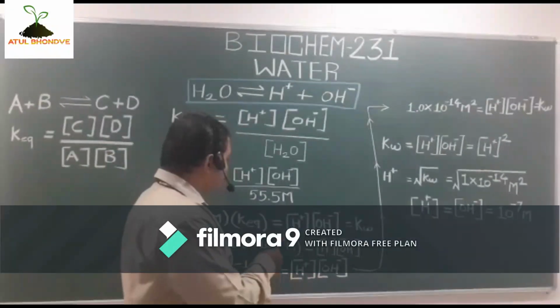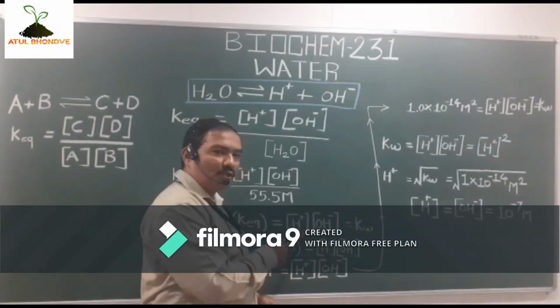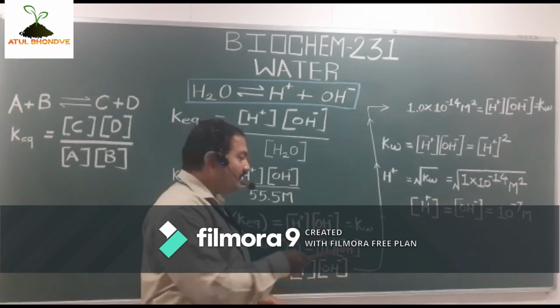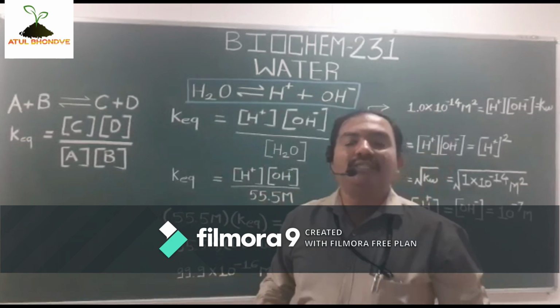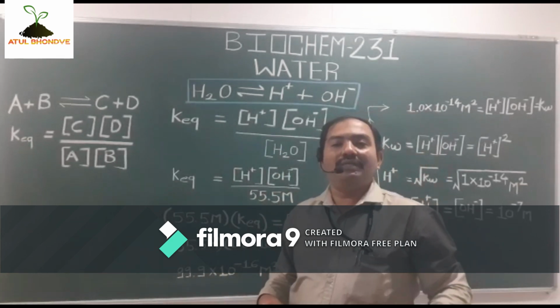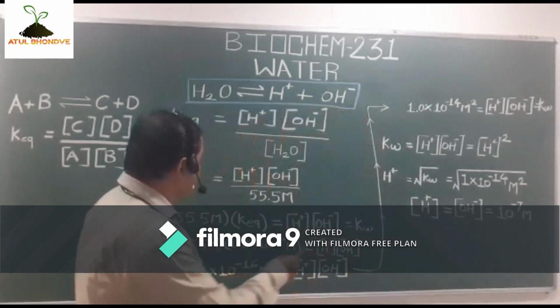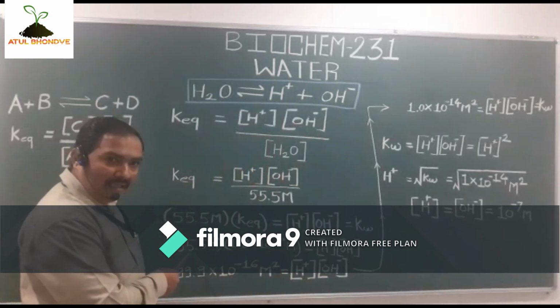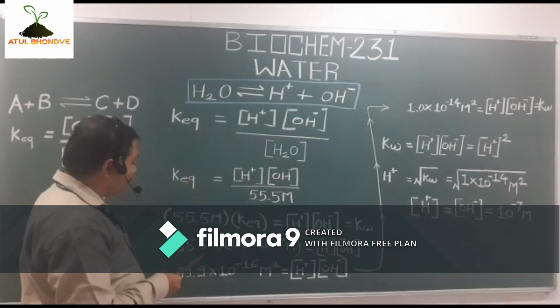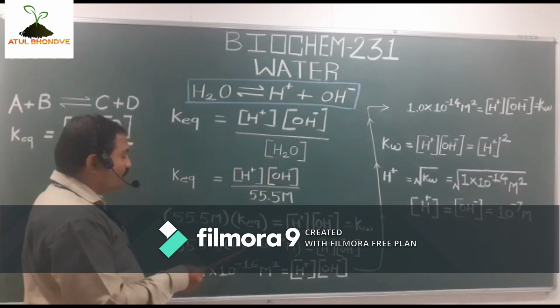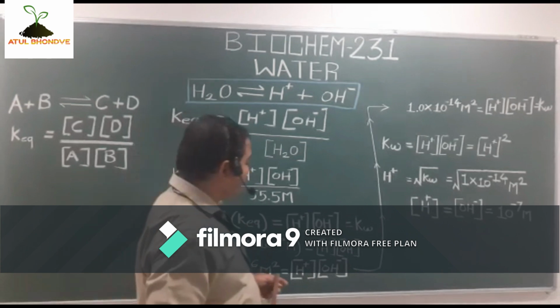Rearranging the equation, the 55.5 moles times the equilibrium constant is equal to H ion times hydroxide ion, which is equal to Kw. Here Kw means the ionization product of water. Moving ahead with the reaction: 55.5 moles into 1.8 into 10 raised to minus 16 mole.